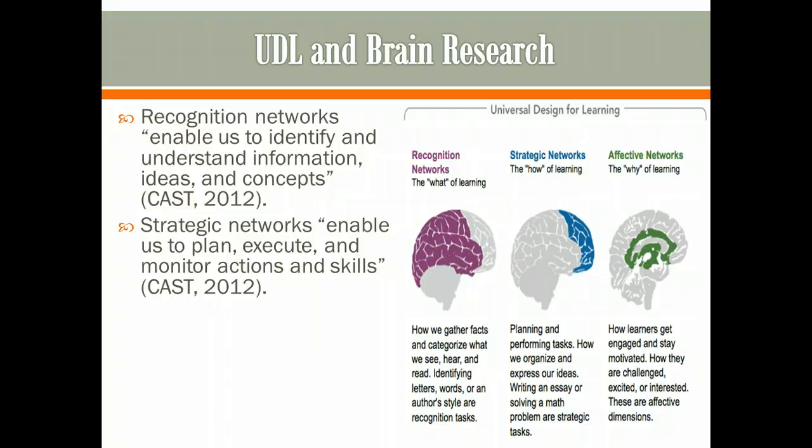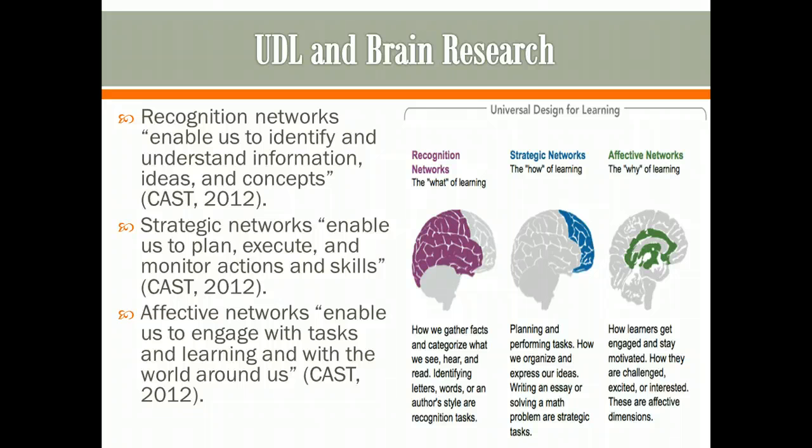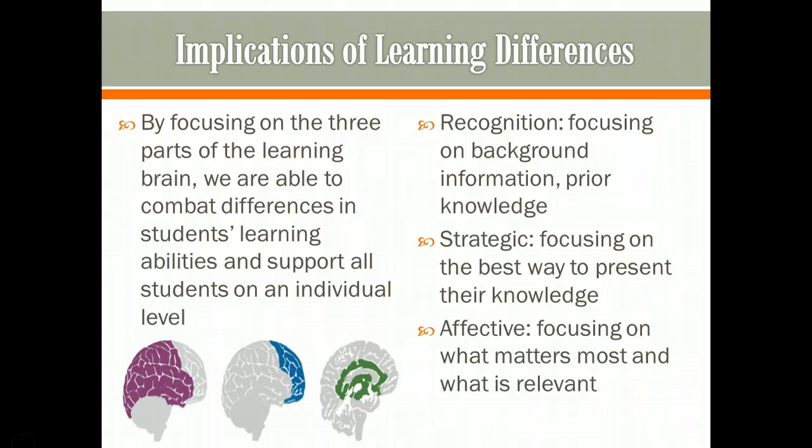This is once we have that information, what are we doing with it? How are we organizing it and expressing it? Writing an essay, solving a math problem. And lastly, affective networks enable us to engage with tasks and learning, and with that, the world around us. So how learners take what they learned after they've organized it and expressed it, how can they stay motivated and challenged and excited and interested about the content that they are learning?